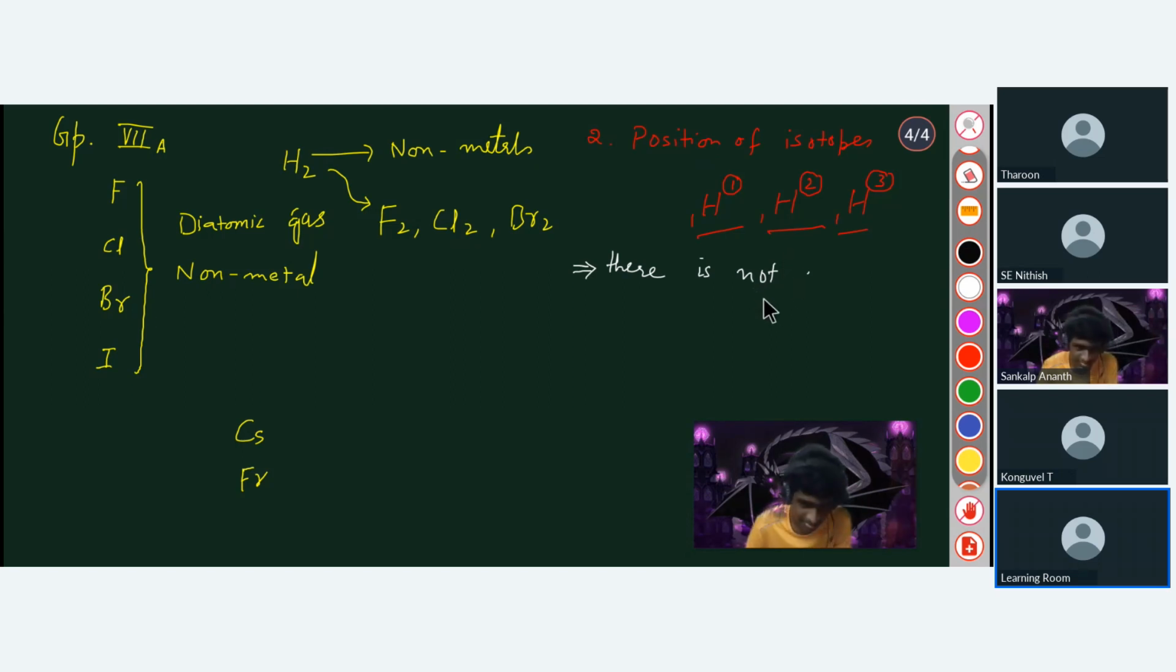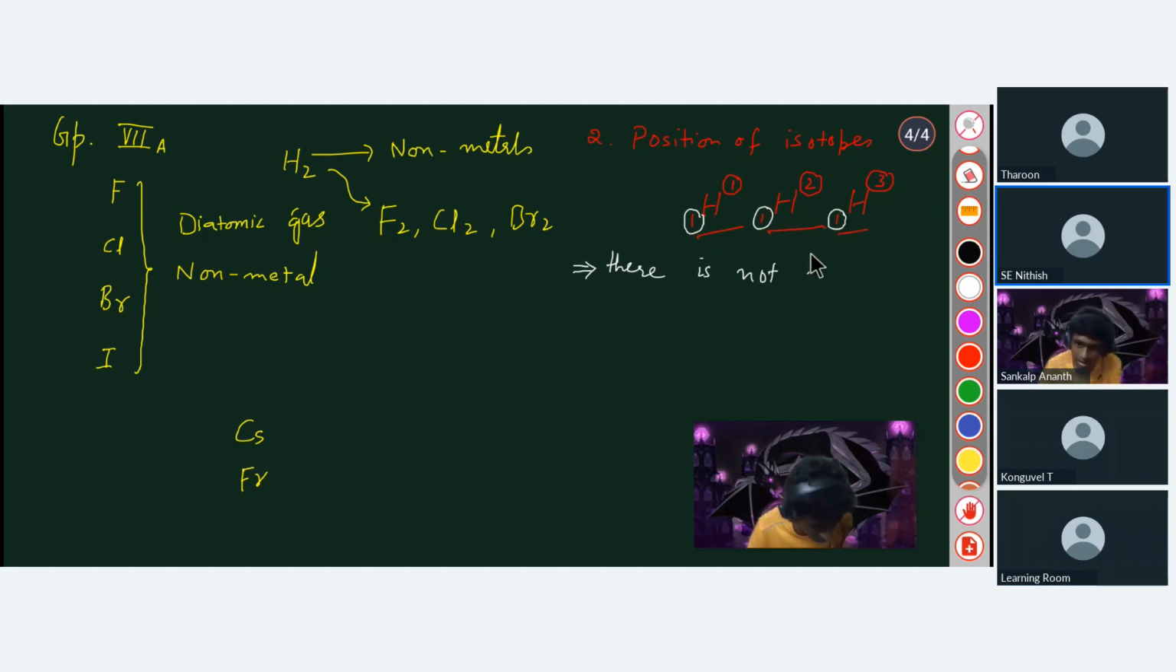This limitation gets removed in the modern periodic table, because the modern periodic table is based on the atomic number. It is not based on the atomic mass. When they have exactly the same atomic number, that is why they have the same position.